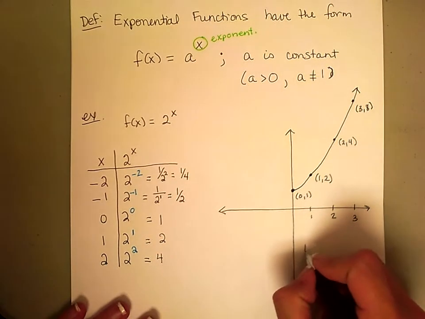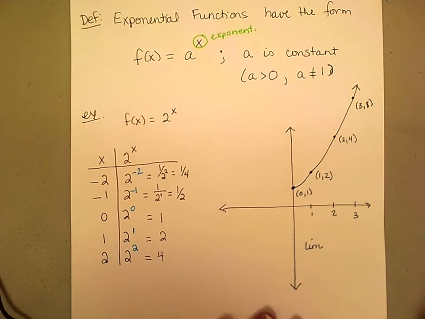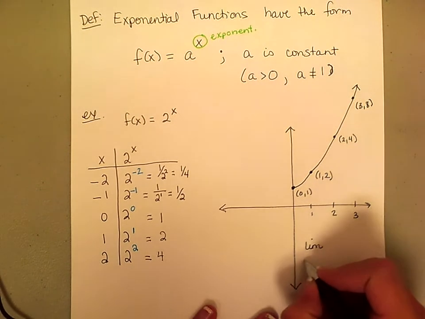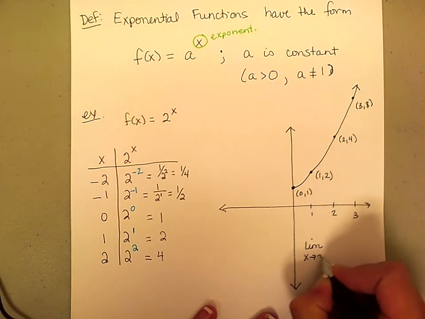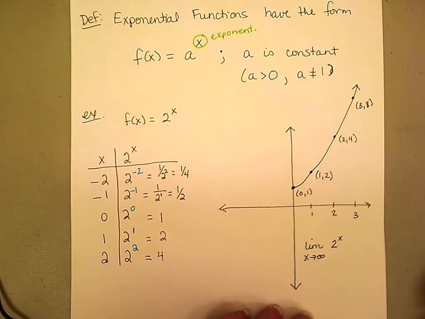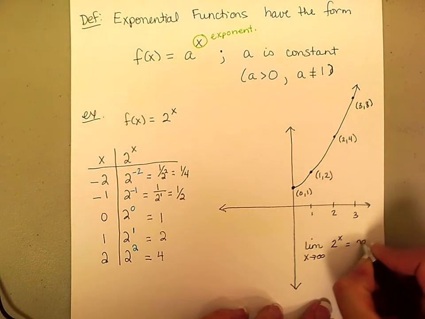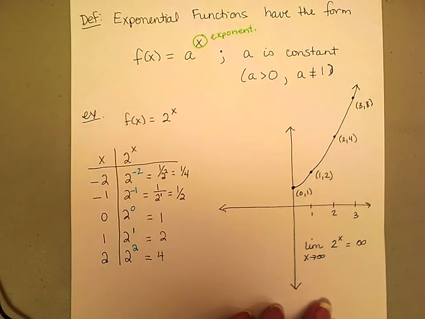And this will allow us to say something about the end behavior of the graph. That is, if we wanted to talk about the limit as x is going to infinity of 2 to the x, well, there isn't a bound, there isn't a limit. It is taking off to infinity, so we will say that the limit is infinite as well.